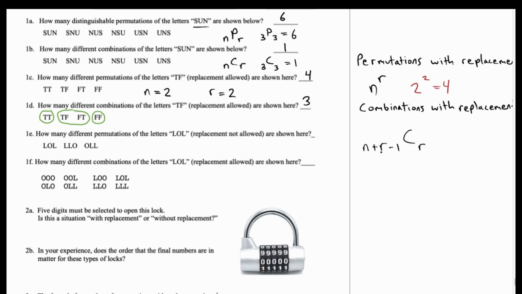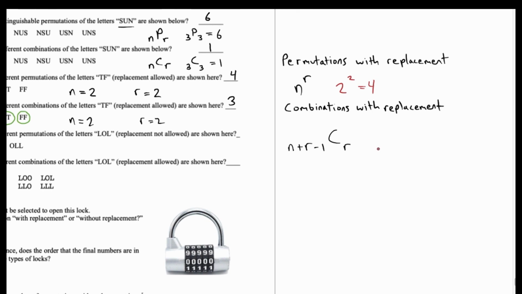We want the formula to be able to give us that answer. So we got n plus r minus 1 C r is how we have to enter it. So what do we write? We again want n to be 2 and r to be 2. So we want 2 plus 2 minus 1 C 2.